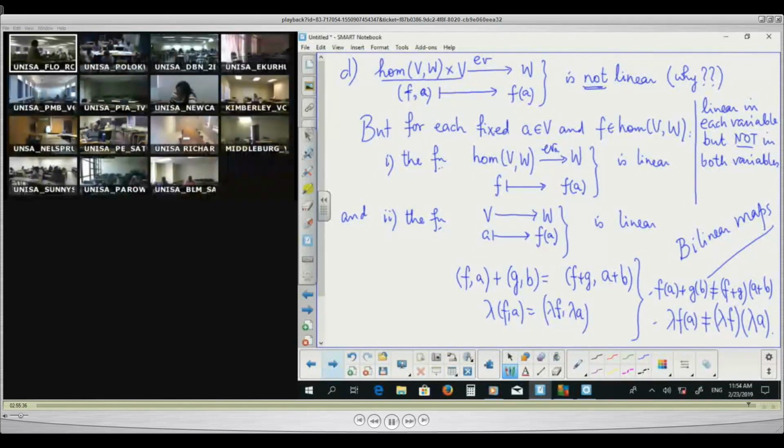Remember, if you have gone through a course in multivariable calculus, you also had such problems. It is integrable with respect to x, it is integrable with respect to y, but not with both the variables x and y. Okay? So it is something like this that is happening. Such maps are often called bilinear maps. Bilinear maps. We will come to encounter these bilinear maps in a much more crucial way near the end of our course.